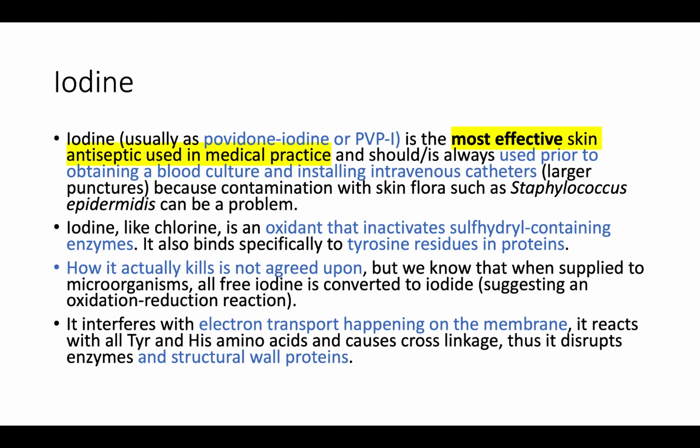iodine هون بنحكي فيه احنا قاعدين نحكي عنه مع ال agents that affect the proteins, so they are oxidants that inactivate sulfide-containing enzymes against the proteins and bind specifically to tyrosine residues in the proteins. However, how it kills is not completely agreed upon. It interferes with the proteins in the electron transport chain and also causes structural disruption for the cell wall proteins as well.